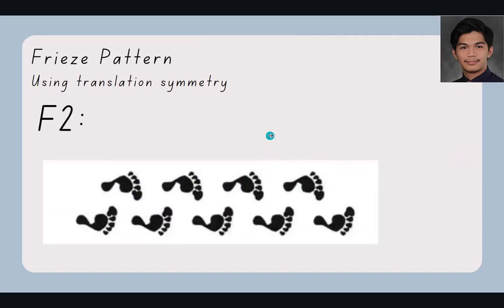The second freeze group contains translation and glide reflection symmetries, where we're using translation to repeatedly shift from one point to another in one direction, and glide symmetry is added to it where, if you remember, it's a combination of translation and reflection.